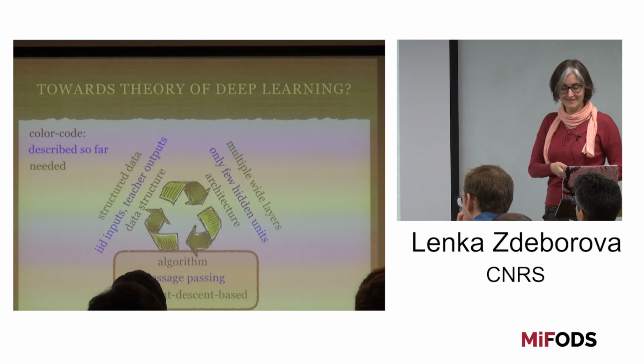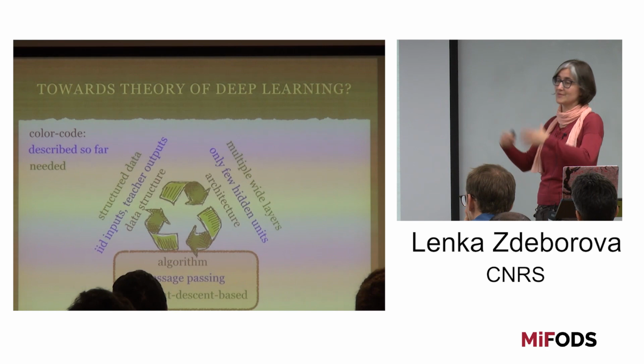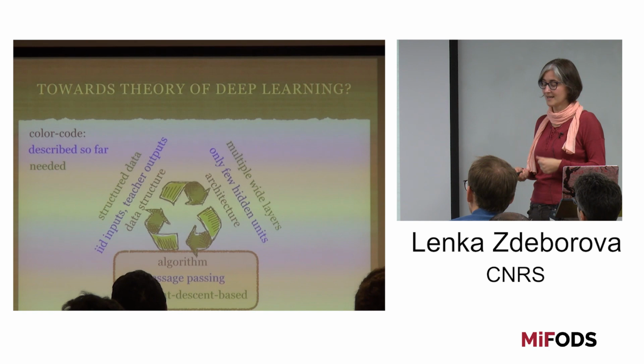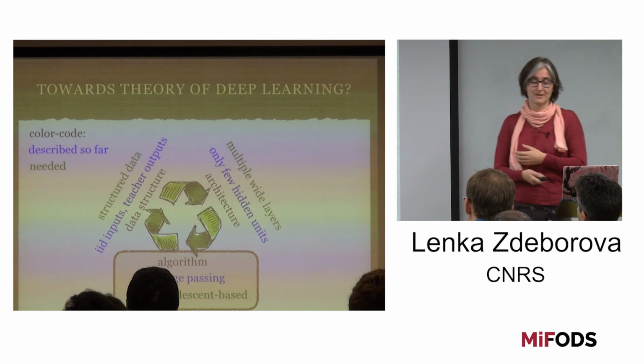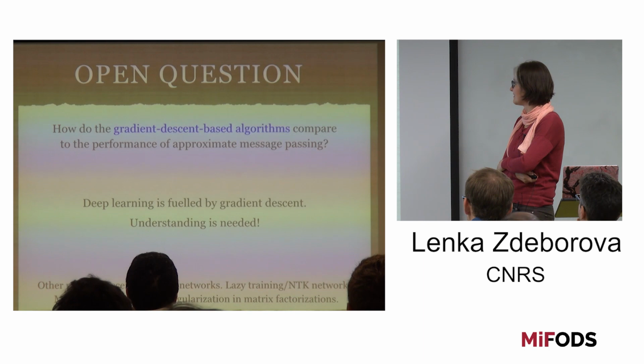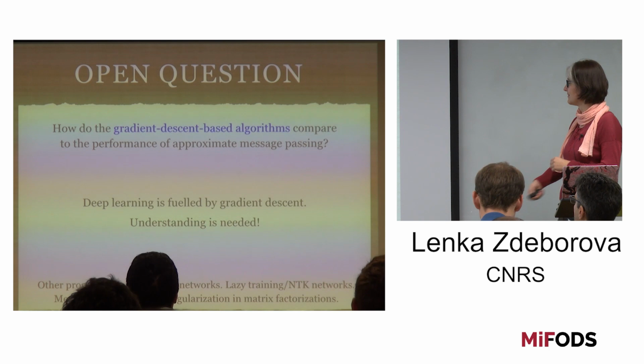As I said, we know a lot about message passing, but those are not robust and widely used algorithms. We would like to learn about gradient descent. We saw in some of my pictures that, for instance, with logistic regression, there were big gaps. We would like to understand them. Gradient descent fuels deep learning, but we have very little understanding. Here I just put some keywords of recent progress, but what we do is complementary to that.